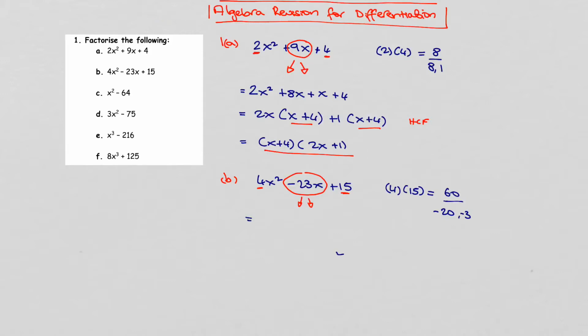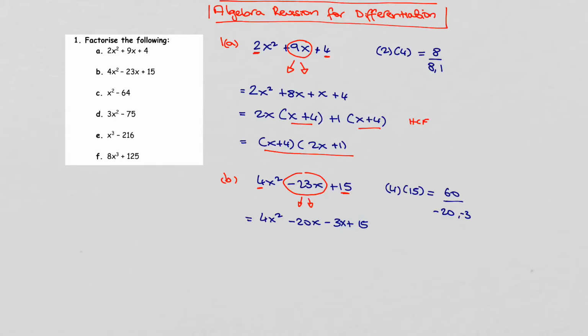So we end up with 4x squared minus 23x plus 15 is equivalent to 4x squared minus 20x minus 3x plus 15. And of course, we'll remember that it doesn't matter which order I put in the two factors. I can have the 3 and the 20 the other way around, and it should be 3x. And it'll still work out. It'll still factorise out the same.